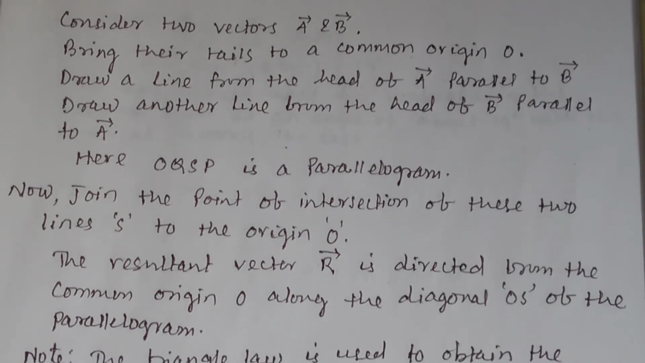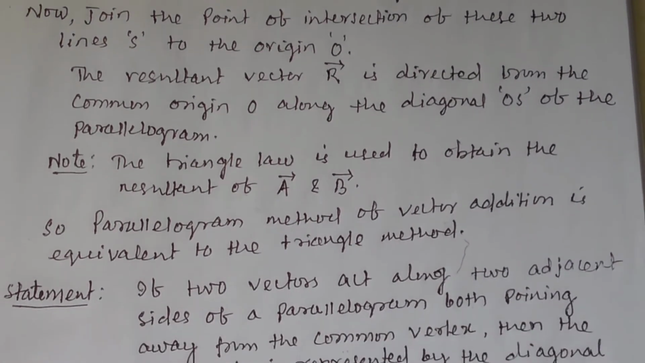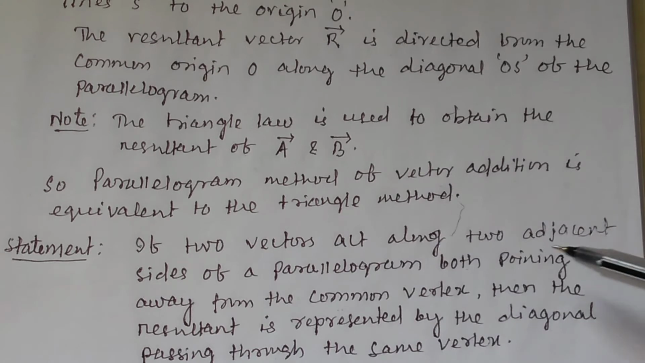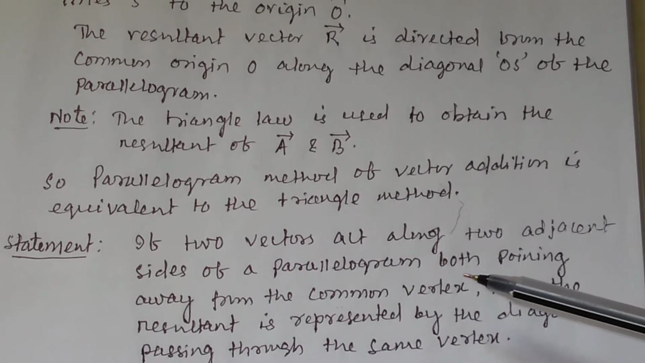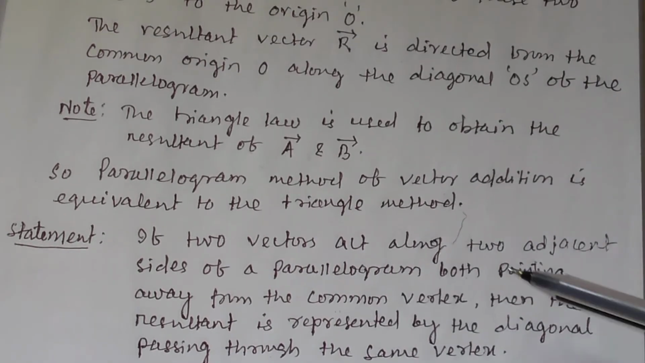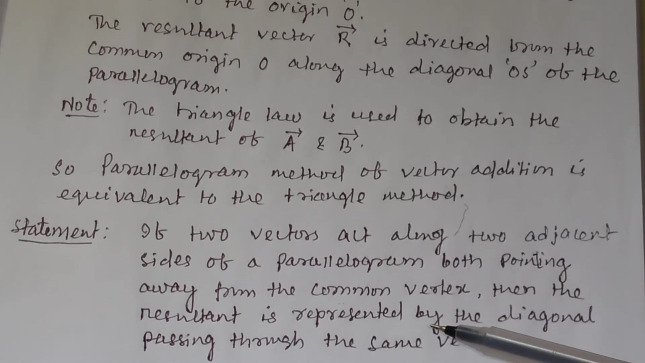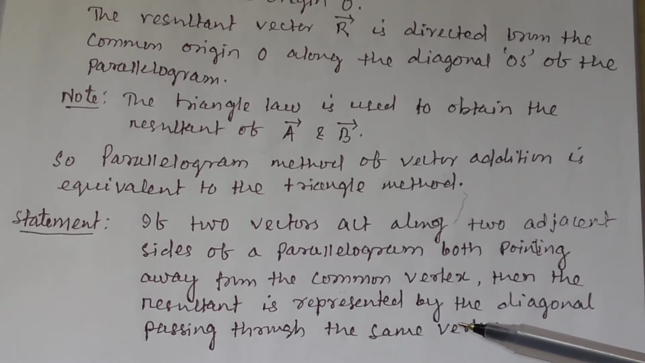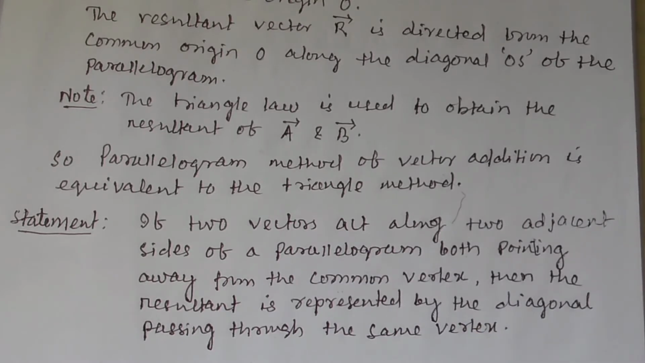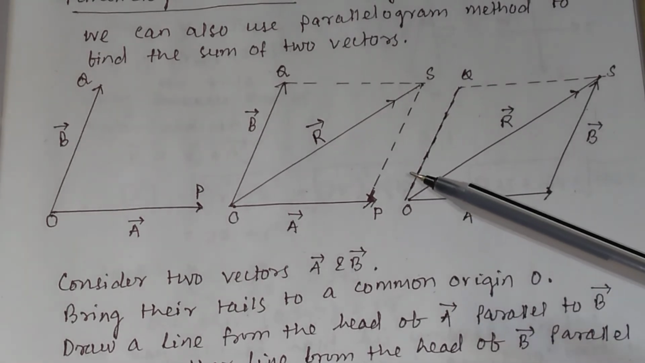So what will be the statement of the parallelogram law of vector addition? The statement will be like this: if two vectors act along two adjacent sides of a parallelogram, both pointing away from the common vertex, then the resultant is represented by the diagonal passing through the same vertex. You can verify this statement from this figure.